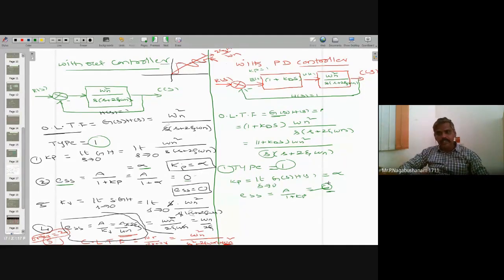I'm repeating, even though you are introducing the PD controller, it will not affect the steady state error. Check it out. Is there any change? Yes, it is 0. Next one, we'll check it out.